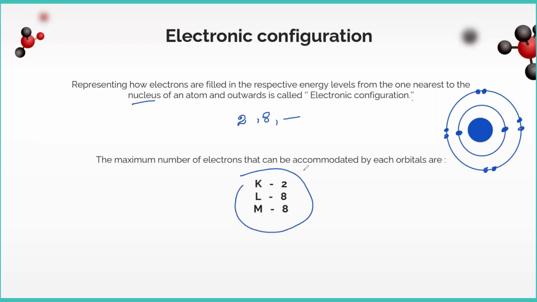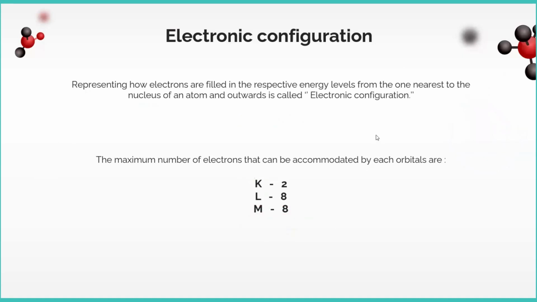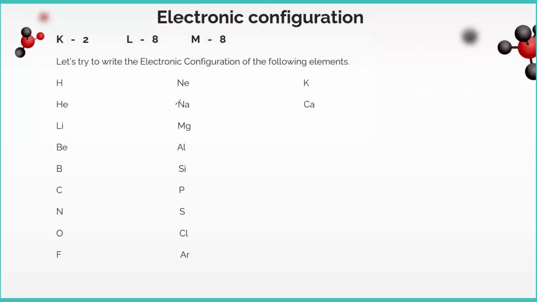And over here, the maximum number of electrons that can be accommodated by each orbital is given. K is the first energy level. This is K, this is L, and then our third energy level, which I haven't drawn over here, is M. So the maximum that can be filled in our third energy level is still 8. So for an element which has, let's say, 11 electrons, how can we write the electronic configuration? It will be 2, 8, and 1. It's because the maximum number of electrons that can be filled in the first energy level is 2, and that is filled. The second energy level, it's 8, and it is already filled. So altogether now we have 10 electrons. The last one electron will be filled in the last orbital.